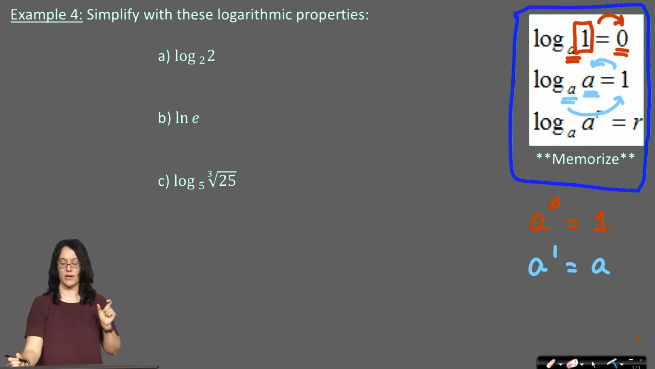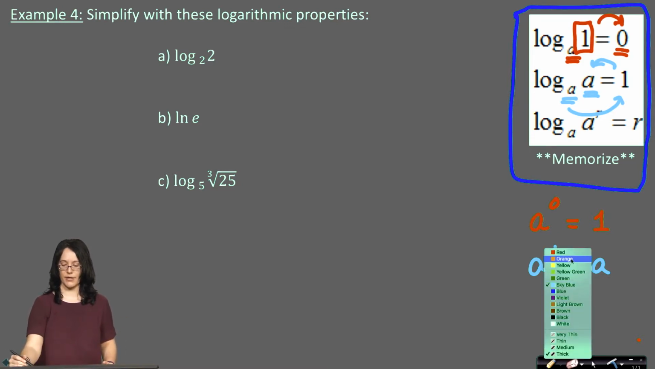It was just a one time. There was no other copies of a present. Otherwise, you would have had a squared or a cubed, etc. So if you're getting back to a, the exponent had to be 1, meaning you just had one copy of that thing. Notice the last one here.